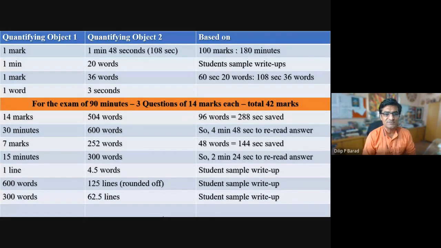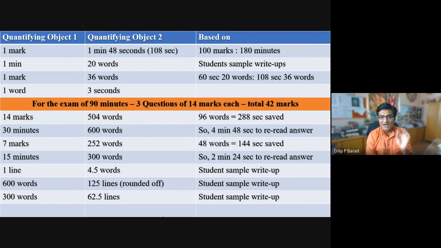So the average comes down to 3 seconds. For the exam of 90 minutes, 3 questions for 14 marks each, total 42, what can be done? For 14 marks, you have to write 504 words based on the parameters which we are quantifying in the above chart, 504 words. So what you are supposed to write in 30 minutes is 600 words according to this data.